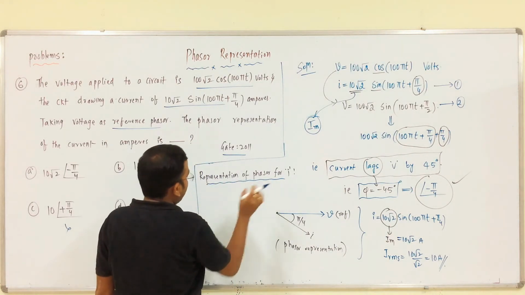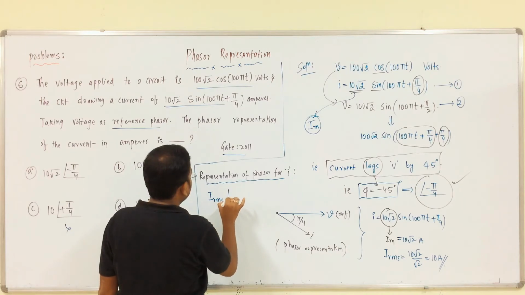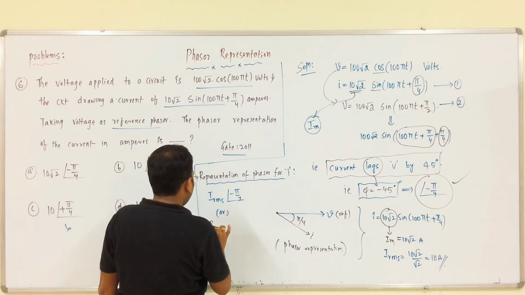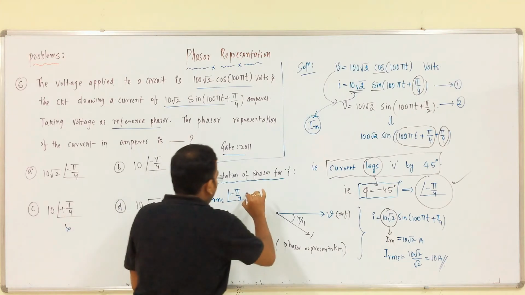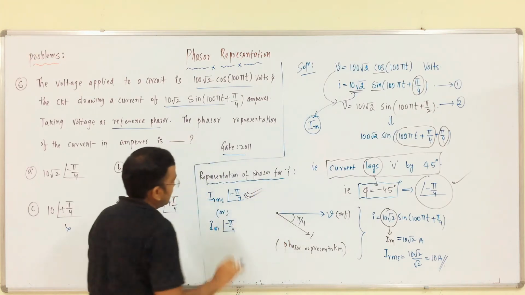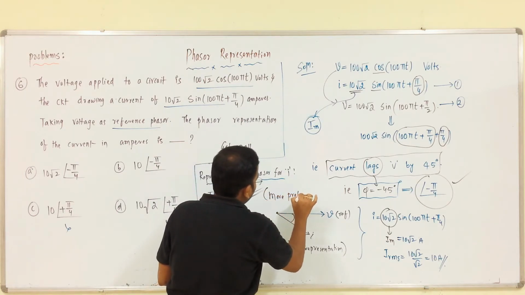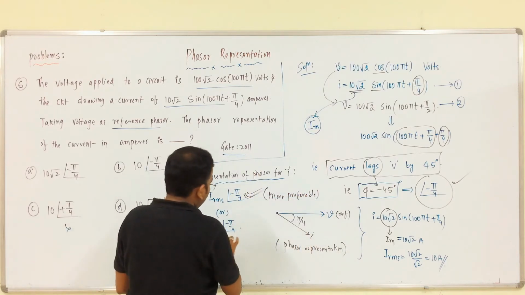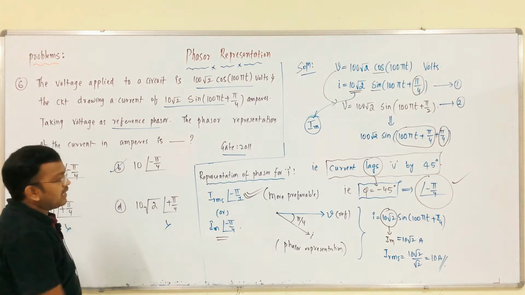The phasor representation of current is IRMS at an angle of minus pi by 4 or Im at an angle of minus pi by 4. Which one is preferable? IRMS is more preferable than this maximum value. That is why the option would be IRMS at an angle of minus pi by 4.